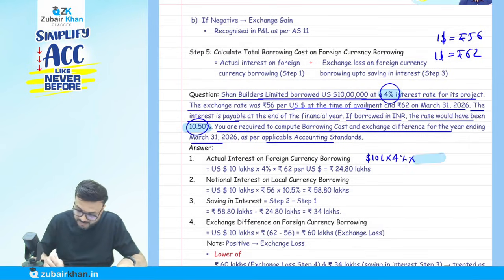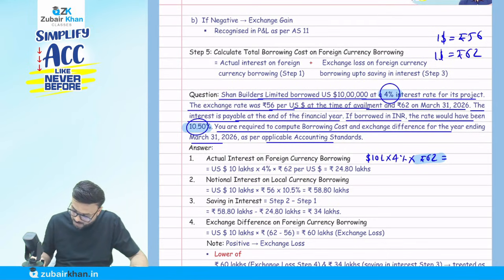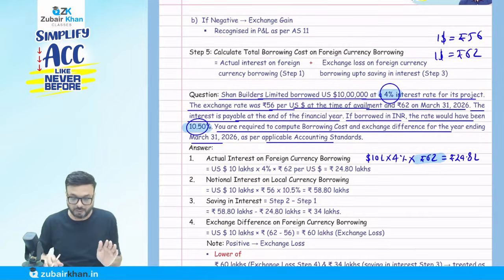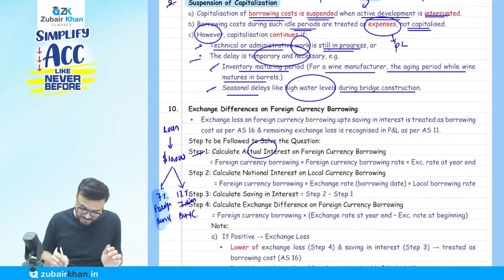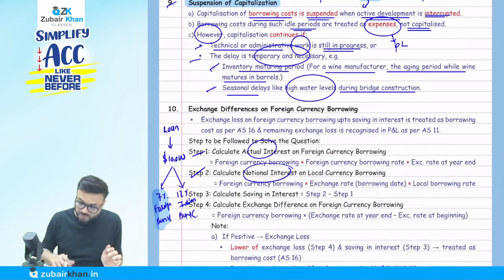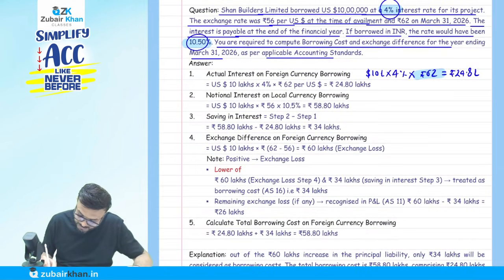We are going to multiply by 62 only, because whenever we pay the interest, the exchange rate will be 62. So 10 lakh multiplied by 4%, multiplied by 62, comes to rupees 24.8 lakh. This is the actual interest that we have paid. Now step number 2: calculate notional interest. Hypothetically, if we borrowed from the Indian bank, how much interest would we pay? That is 10 lakh dollars, and the rate of interest in India is 10.5%.